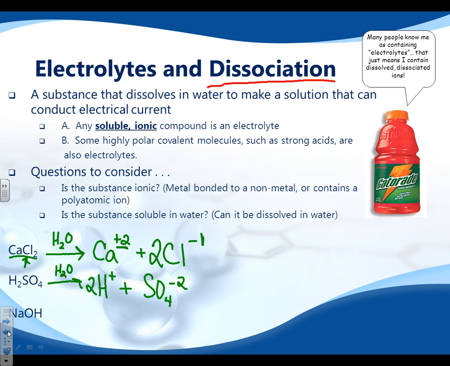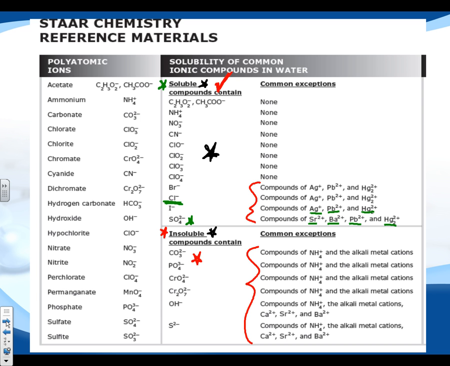Sodium hydroxide, NaOH. Na is a metal, hydroxide is a polyatomic ion, so I know it's ionic. So I just need to look at my list here. Where's hydroxide? Here it is. Hydroxide is insoluble unless it's bonded to calcium, strontium, barium, compounds with ammonium, and the alkali metal cations.